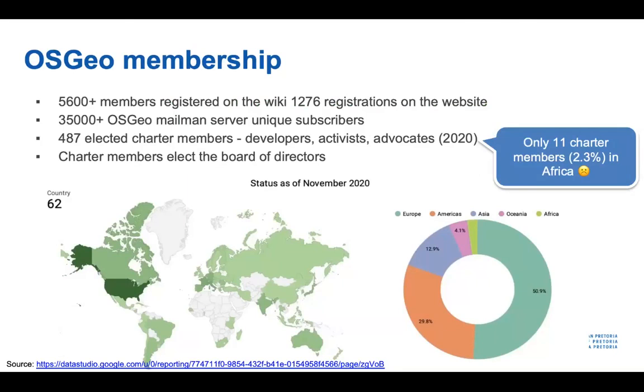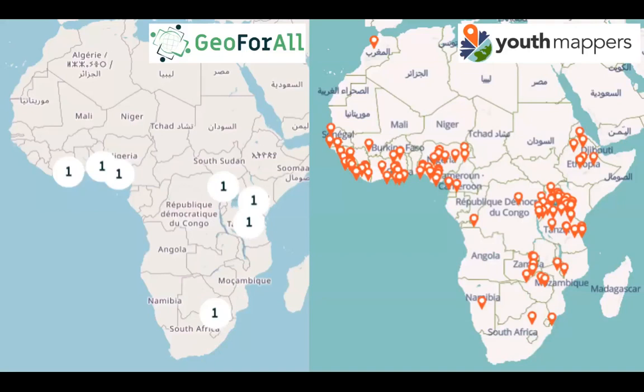For the Geo for All and Youthmappers involvement, there are quite a few more Youthmappers chapters within Africa, which is quite great. And I'll show you a little bit about why that is also the case. And then for Geo for All, there are some laboratories, but we would definitely want to expand this, especially as open source is so powerful in a developing country context.